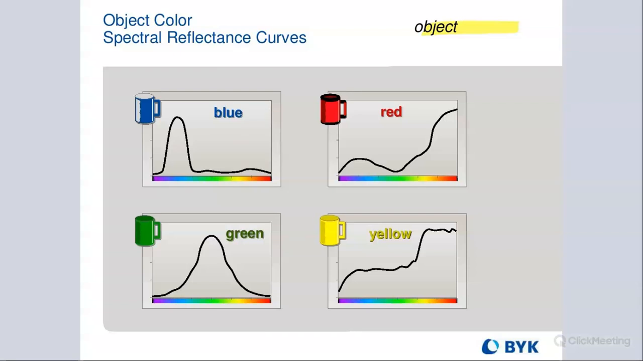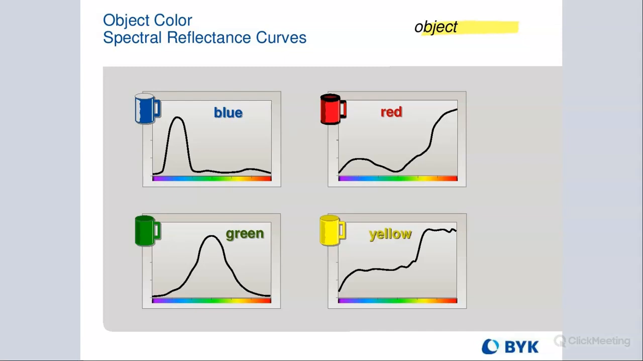So with those aspects of how light affects a surface, we always have what we call a specular reflectance curve. You can think of it like the fingerprint of a color. In the top left example here, we have a blue cup. The specular reflectance curve shows all visible light, and for our blue cup, the peak is in the blue region, which gives us that blue color.